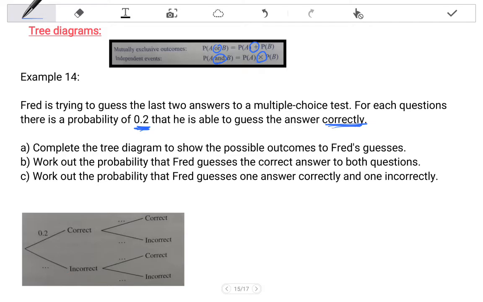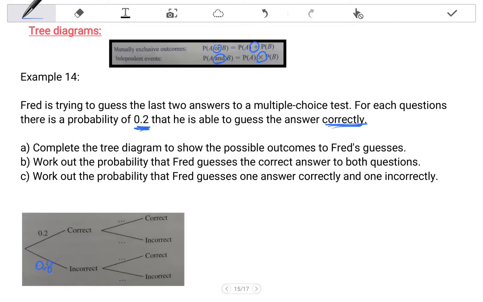At the beginning, in this question, we have two options: answering the question correctly or incorrectly. Guessing correctly has a probability value 0.2. This is given information. Therefore, guessing incorrectly has a probability value 0.8. So this branch has a value 0.8.